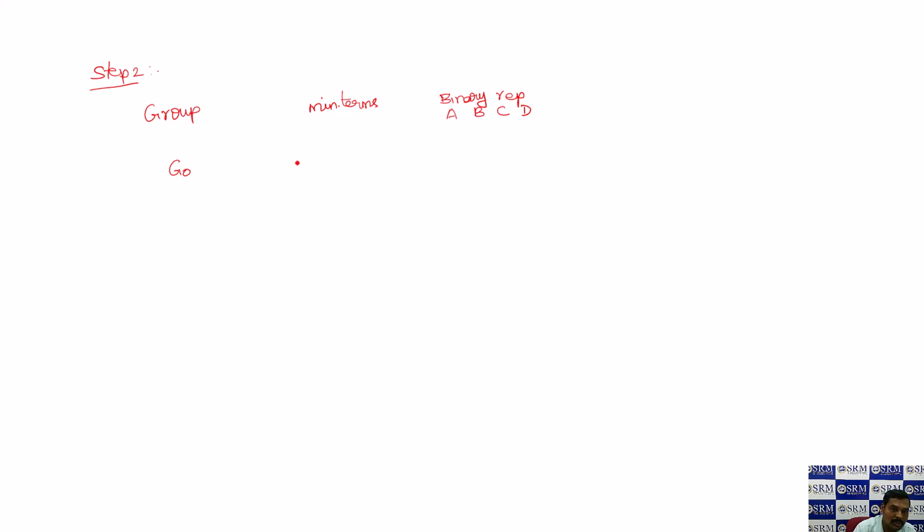So M0, we are comparing M0 with M1. So how many bits are varied? A is same, B is same, C is same, only D is varied, hence it was marked as underscore, right?